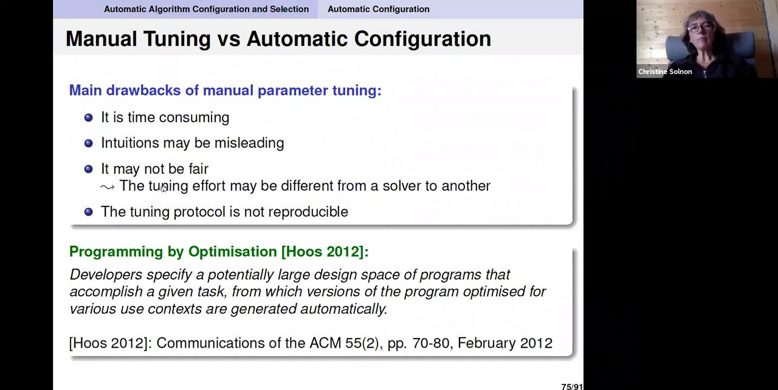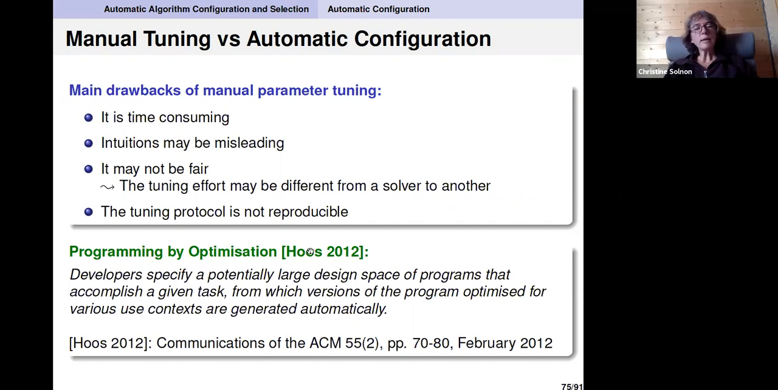We usually spend a lot of time to tune our approach. But then we compare our approach with approaches of other people. And when we tune these other solvers, we do not spend the same time. And so this is not fair. And finally, when you do manual parameter tuning, this is not reproducible. You cannot, in a paper, say, well, this is how we have done, and if you do like this, you will obtain the same conclusion as we have if this has been done manually.